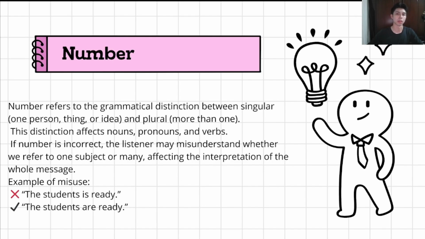So let's start with number. Number tells us if the subject is singular or plural. This affects the verbs and pronouns we choose. For example, if we say, "the student are ready," the grammar doesn't match and it creates confusion. So the correct version is "the students are ready."